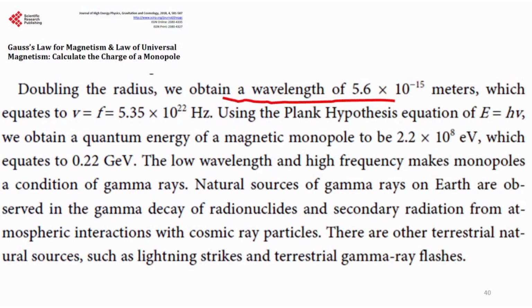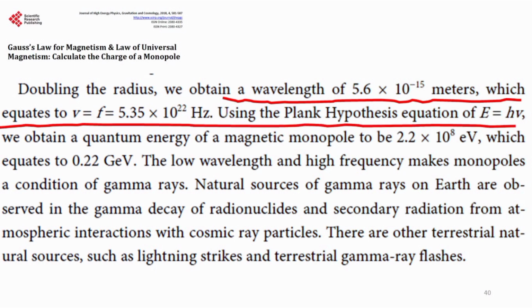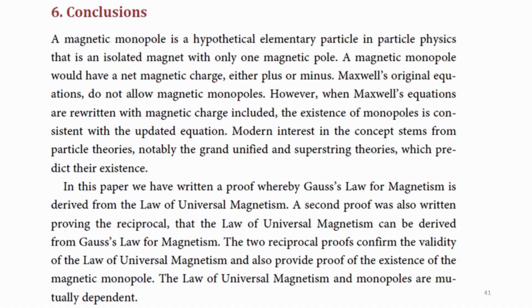He further goes forward and calculates the wavelength, which is this, and it equates to the Planck hypothesis, E equal to h nu. And here he states that we obtain a quantum energy of the magnetic monopole to be this one, which equates to 0.22 giga electron volt. So I'm just showing you what this researcher is claiming, as per the paper which has been published over the internet in this journal.